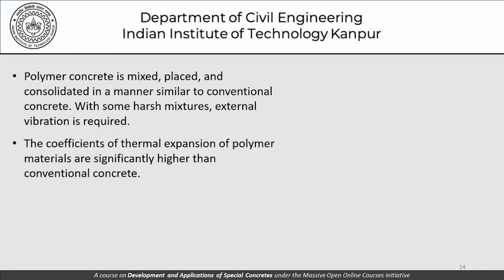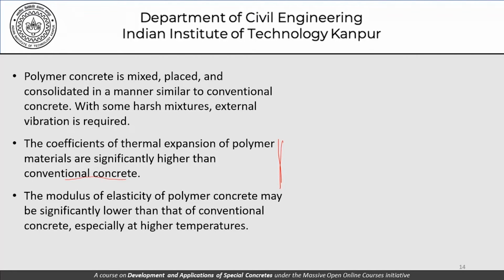The coefficient of thermal expansion of polymer materials is significantly higher than that of conventional concrete, and these are the kind of properties which we need to bear in mind very carefully as engineers when we try to use polymer concrete as a structural material or as a material for normal construction works.